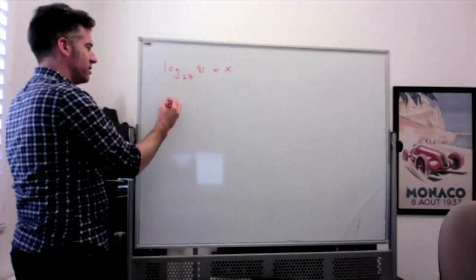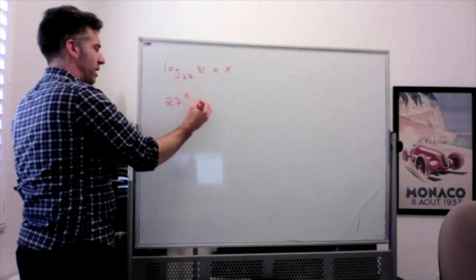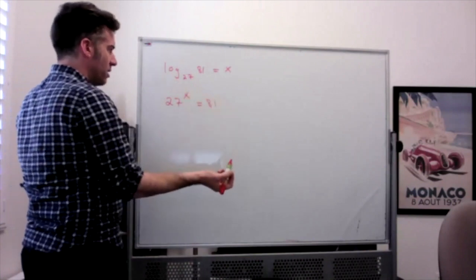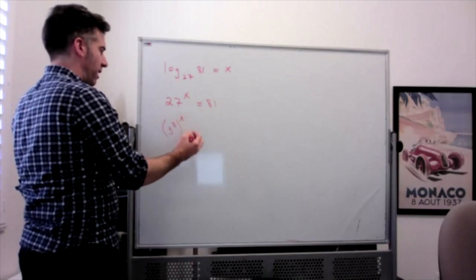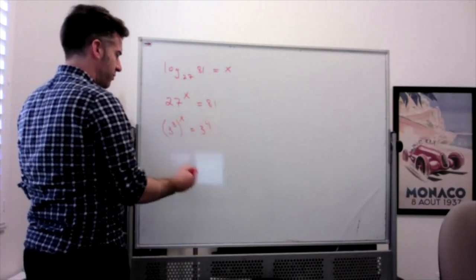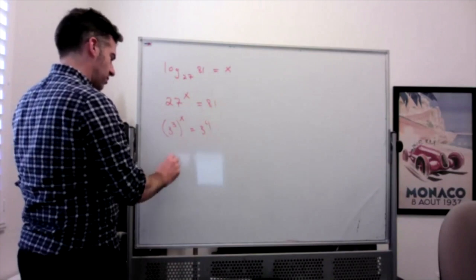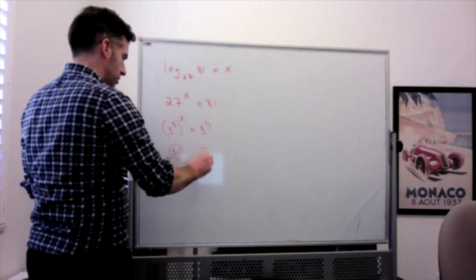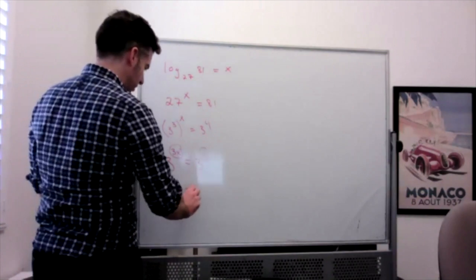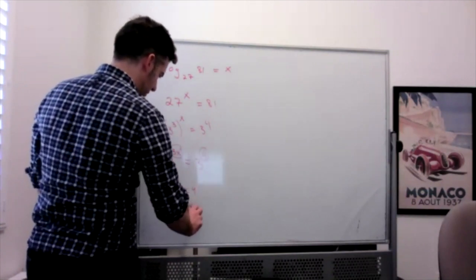So we can rewrite this as 27 to the x equals 81. And then we can rewrite 27 as 3 to the third, to the x. 81 is 3 to the fourth. Yeah, we definitely did this one last time. 3 to the 3x equals 3 to the fourth. So those are equal. 3x equals 4, x equals 4/3.